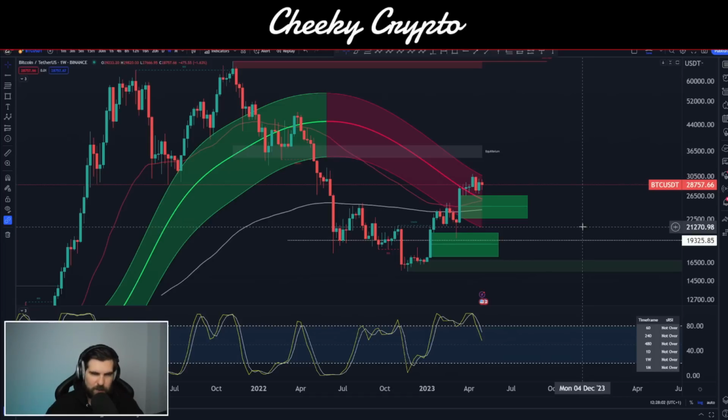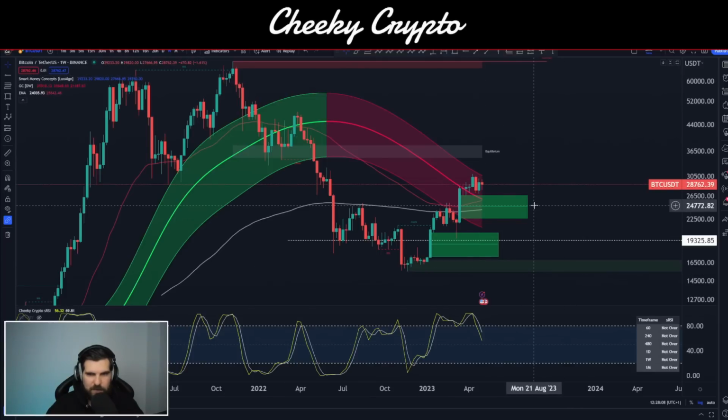what numbers are we looking for from a Gaussian channel point of view? So from the Gaussian channel point of view, if I just expand this back out, we have the high. If the bulls are going to rally this anywhere, they're going to be targeting taking this out of the Gaussian channel, in my opinion.